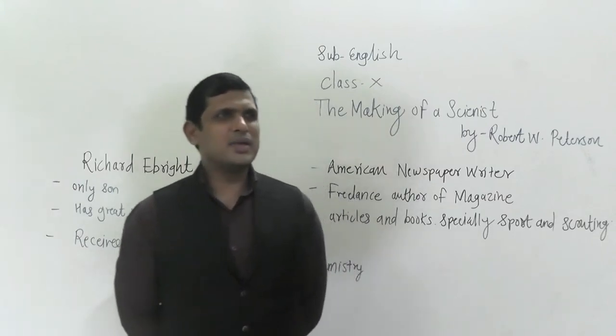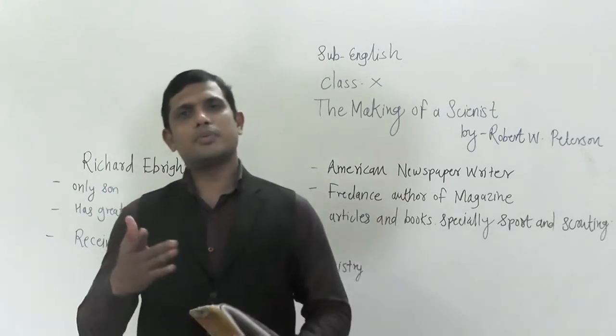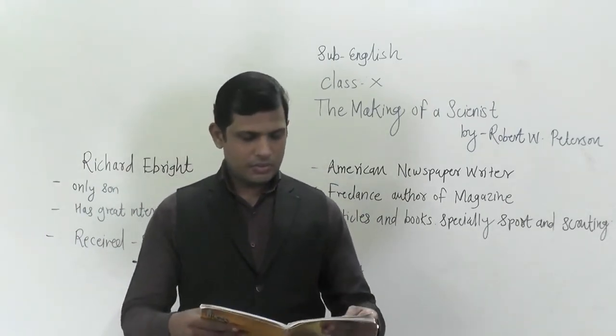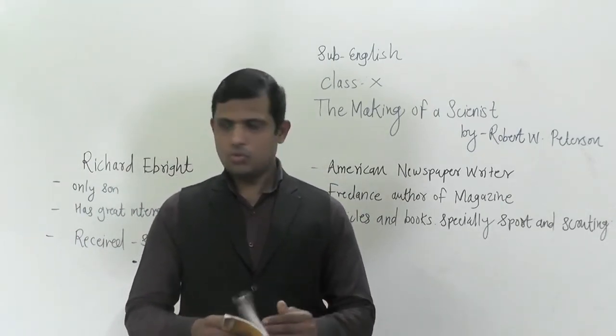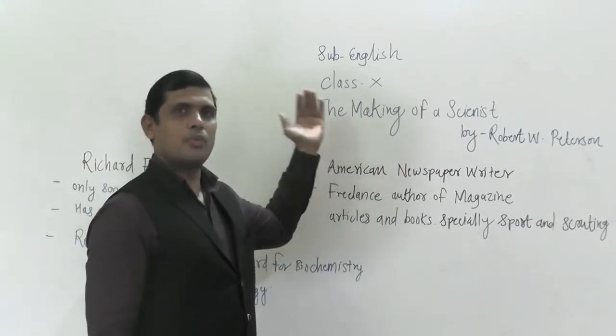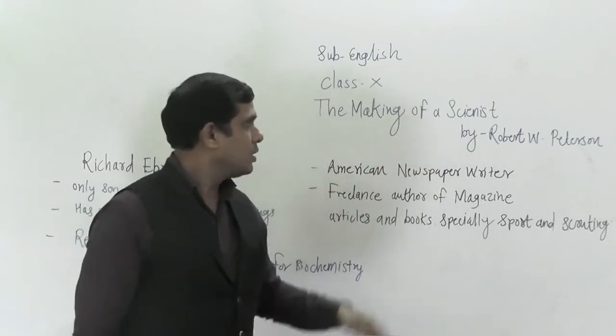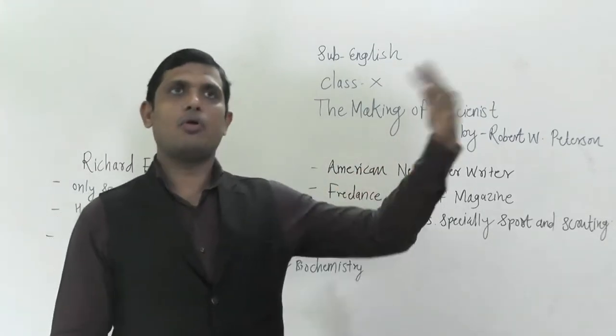Okay, so that is why he thought that I will stop collecting the butterflies. The field work will stop. So what have we learned today? The name of the lesson is the human scientist. We have talked about Robert W. Peterson. Then what did he do?